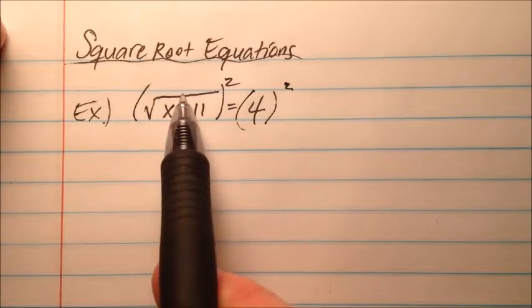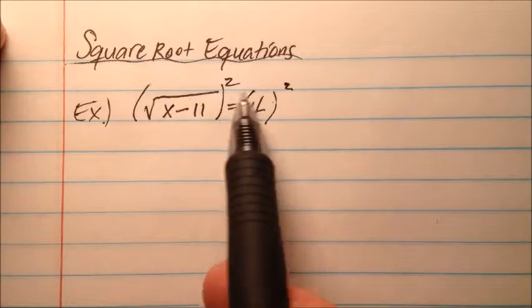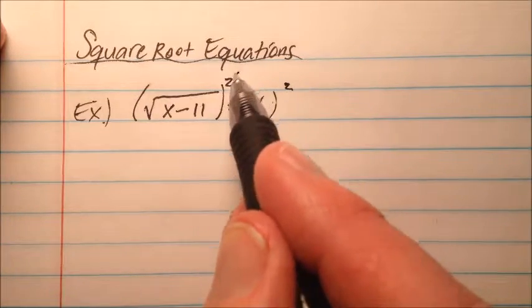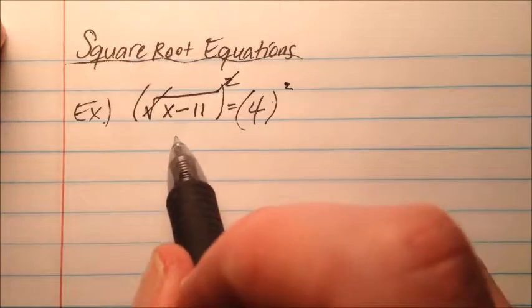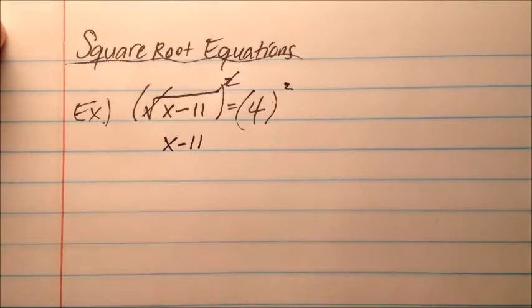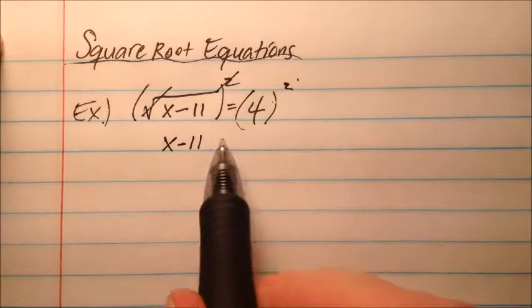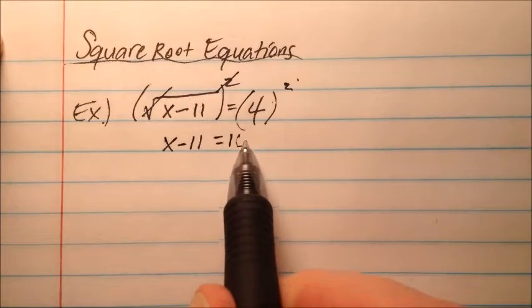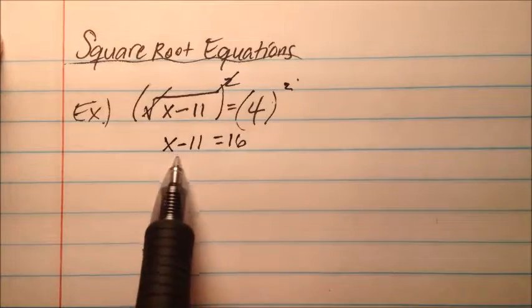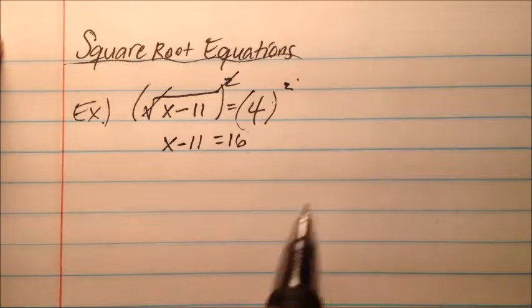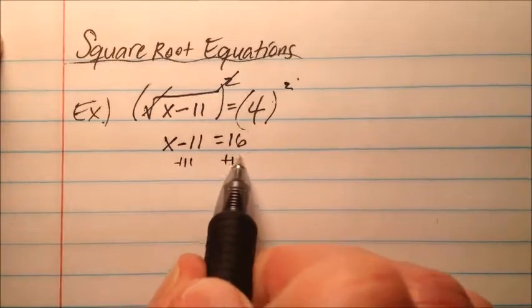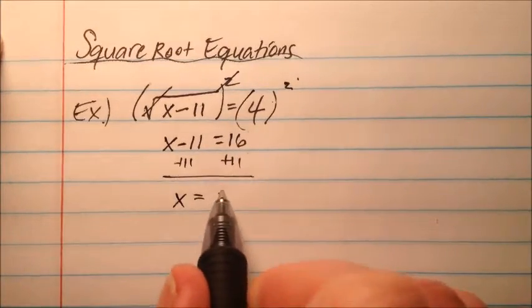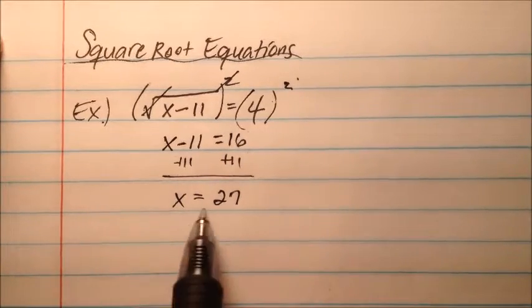So I'm going to use the squaring property of equality here and just square both sides. Over here, the square and the square root cancel, which releases that x minus 11, so he's no longer bound by that radical. And then 4 squared is going to be 16. Well, hey, this looks like a really nice one-step equation. I'm just going to add 11 to both sides, and I'm going to get x equals 27.